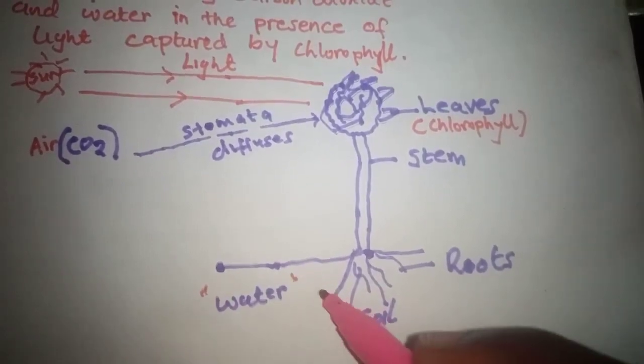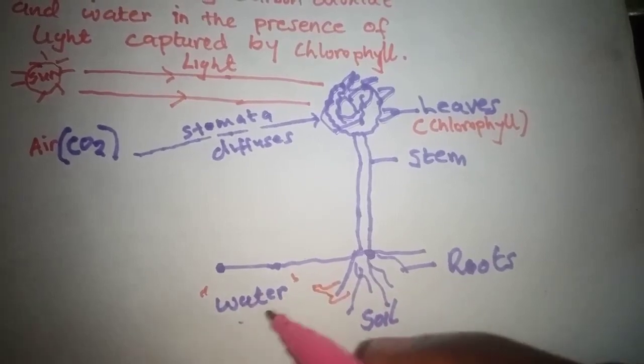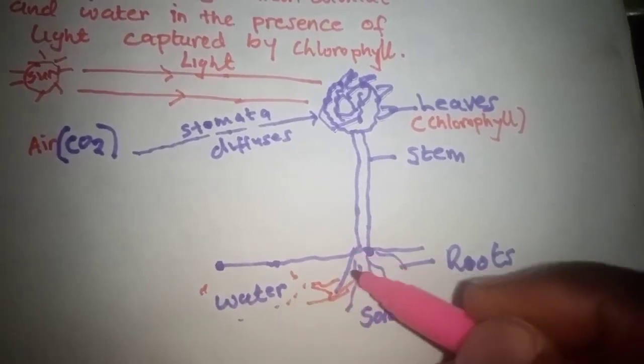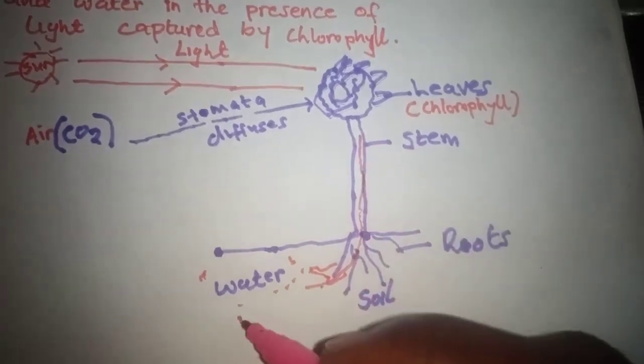The water is absorbed by structures here that we call root hairs. The one I'm showing in red is the water. So here you have water absorption.